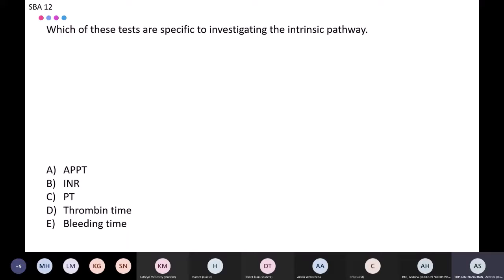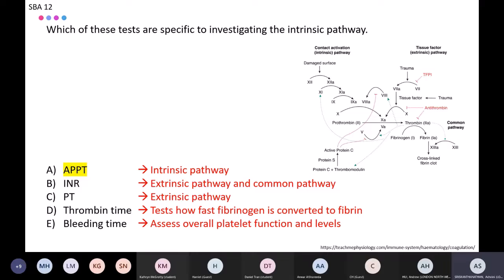Okay, so we've got a few A's here. A is the correct answer. Your APTT looks at your intrinsic pathway. Your INR and your PT both look at the extrinsic pathway, and the INR also looks at the common pathway too. Your thrombin time tests how fast the fibrinogen converts into fibrin. And your bleeding time assesses platelet function and the levels of platelets.